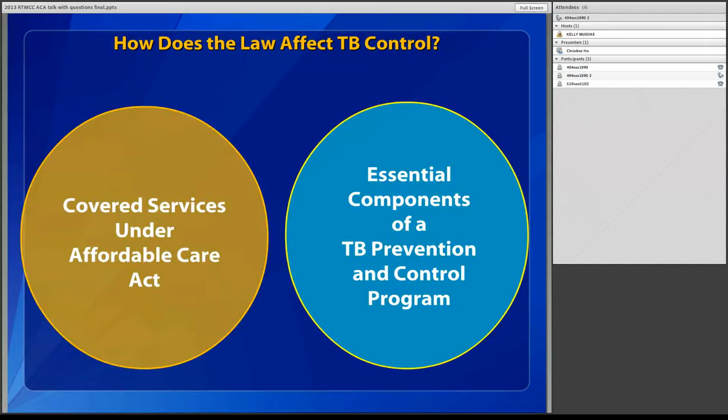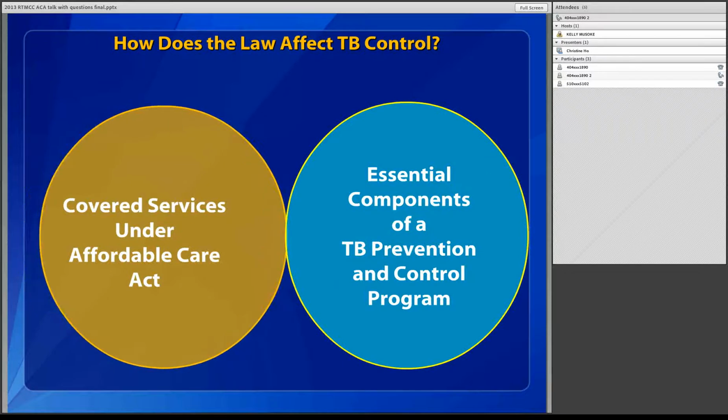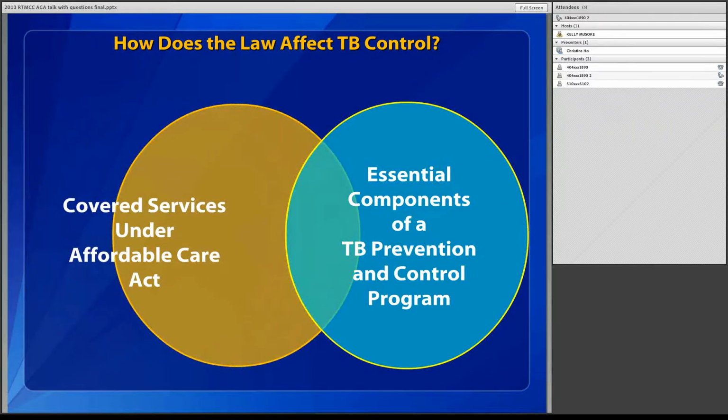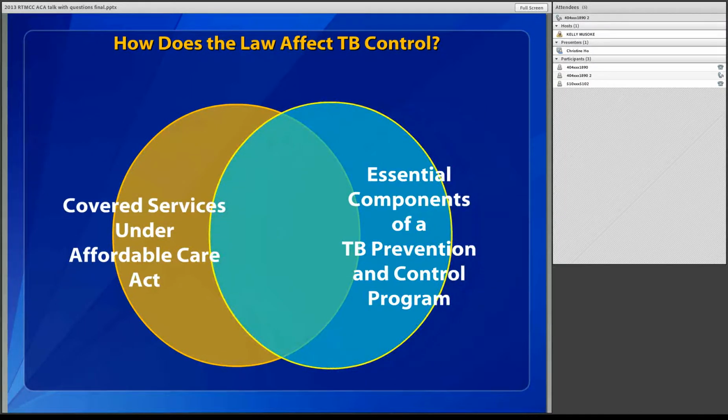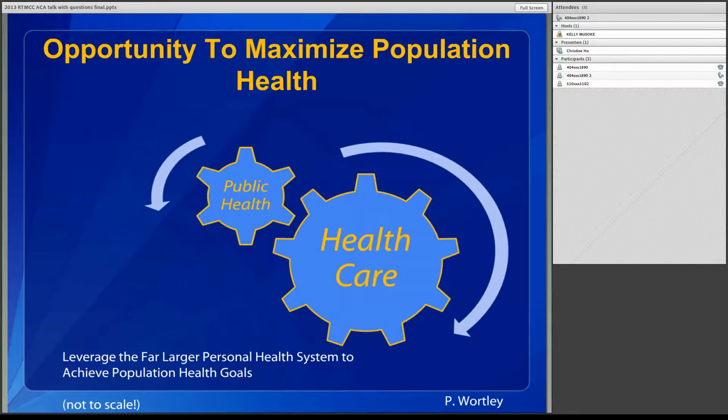So again, what I'm going to be doing is describing the covered services under the Affordable Care Act and looking to see where those services are going to overlap with the essential components of a TB control program. Notice that there are components of a TB control program that are not affected and do not intersect with the services covered under the Affordable Care Act at all. But for the services that do intersect, we want to see if we can leverage public health using this much larger personal health care system in order to achieve population health goals.